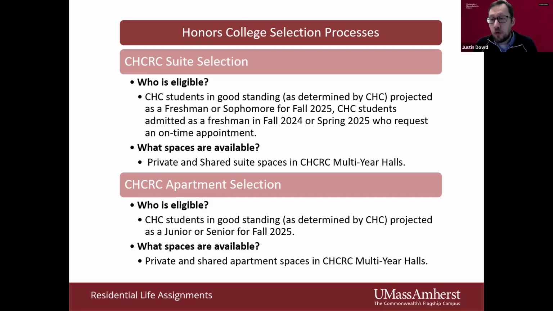Again, there are more suites than there are apartment spaces, but I will be very realistic. We have more students who are members of the Commonwealth Honors College than there are spaces in our communities. It's about 800 spaces in the apartments and the suites. And we do typically fill all of those spaces, but we want to give students as much opportunity as possible to try and get into those options. So that's definitely available for any of the students that are being admitted as part of the Commonwealth Honors College.